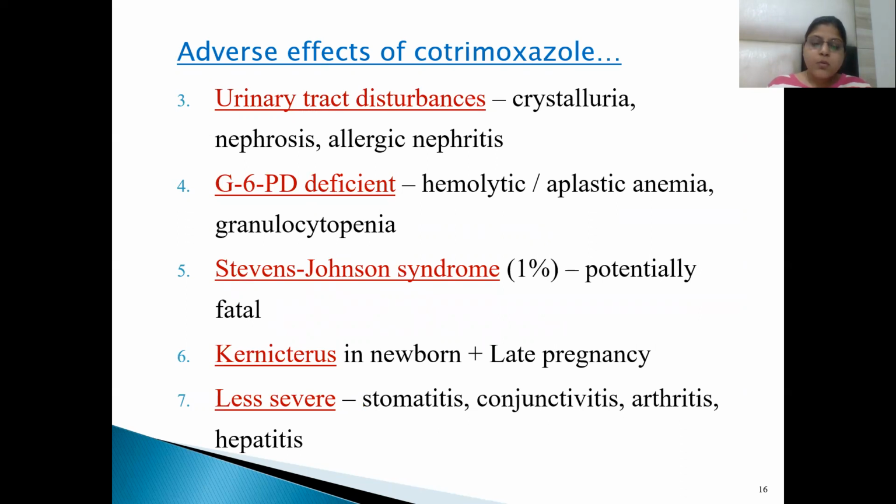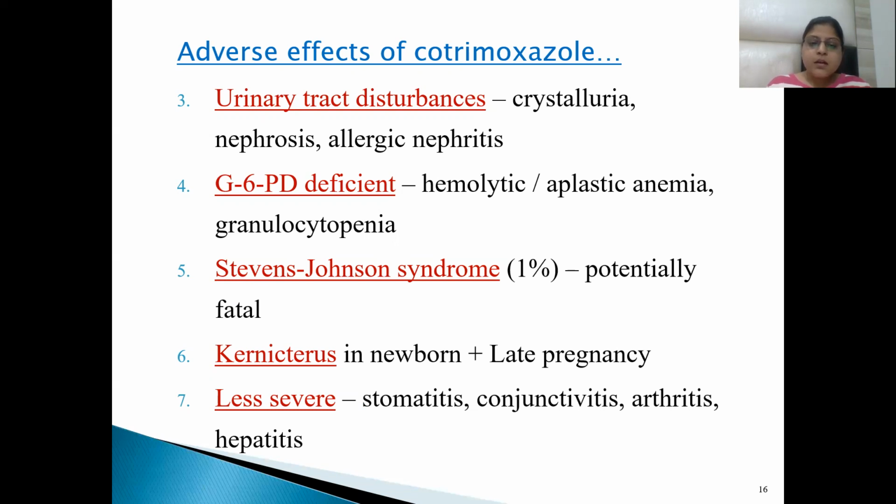Kernicterus is caused because in the body, the bilirubin is attached to the albumin, so it does not cross the blood-brain barrier. But when sulfonamides are given, they displace the bilirubin from the albumin, and sulfonamides combine with albumin, and bilirubin is freed. In the newborn baby, in which the blood-brain barrier is not developed, this bilirubin can enter the brain and be deposited in the basal ganglia, leading to kernicterus.